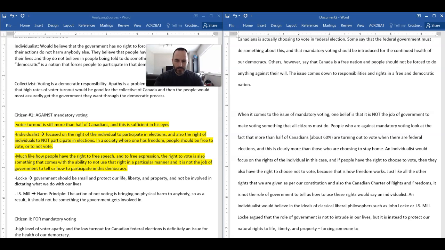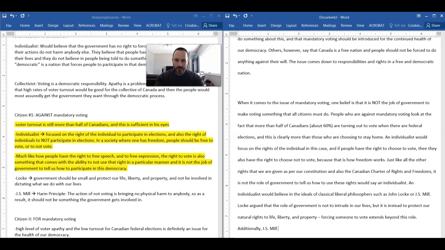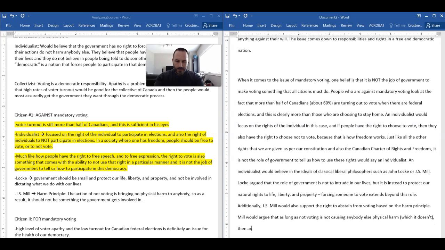Forcing someone to vote extends beyond this role. Additionally, J.S. Mill would also support the right to abstain from voting based on the harm principle. Mill would argue that as long as not voting is not causing anybody else physical harm, I'm just going to put in brackets, which it doesn't, then an individual should be allowed to do this.